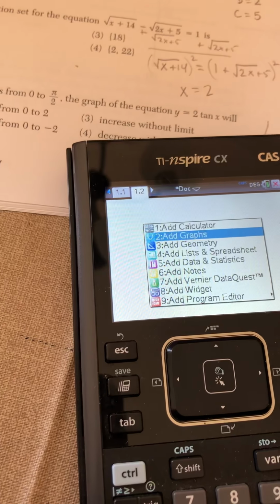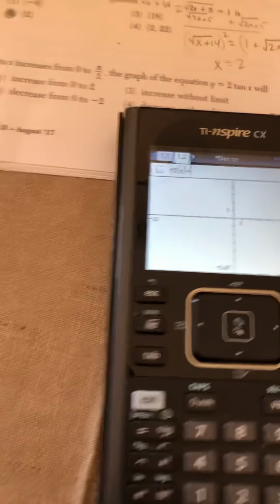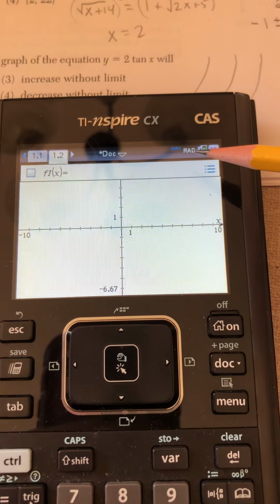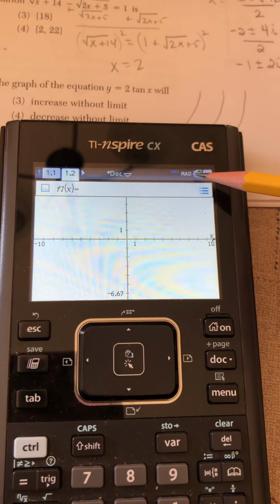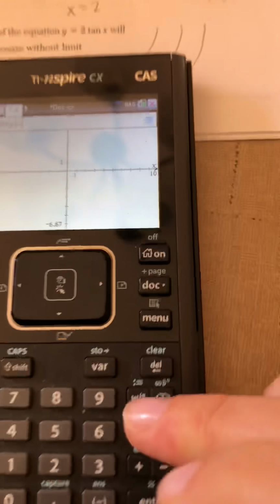Add a graph. Okay, now remember, I am in radians, just like you. No, you'll be in degrees. I thought I was in degrees. I'm going to cheat it anyway.